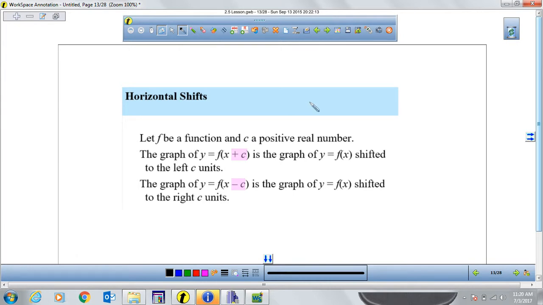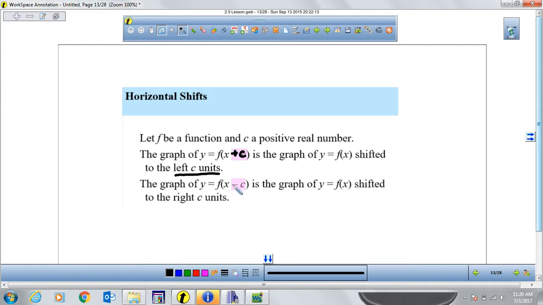Okay, so that's basically what it does. Now, if you have a plus inside, a plus c, that is basically going to make the graph shift to the left c units. It's going to go in the opposite direction of the sign.